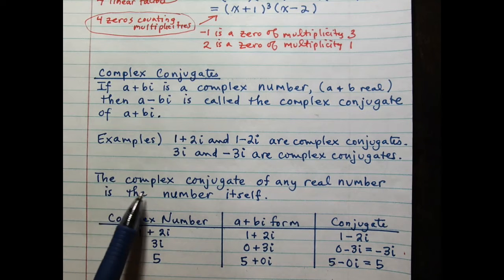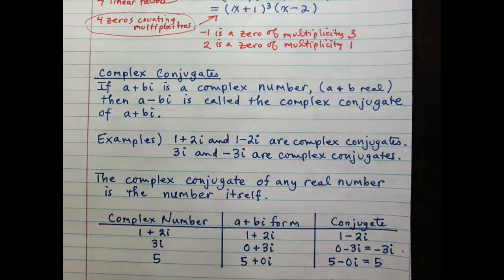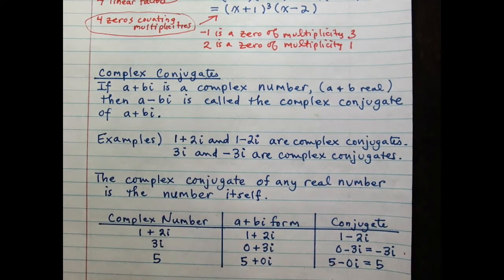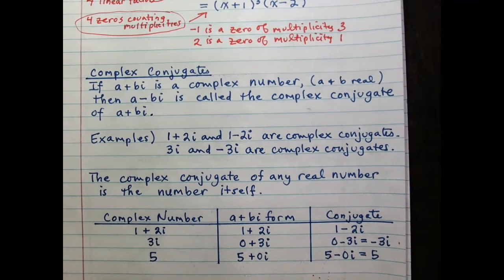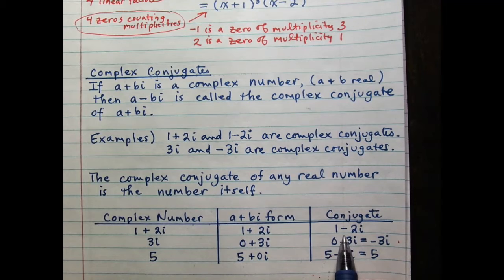We also say the complex conjugate of any real number is the number itself. Now you might say, wait a minute, this is getting a little weird. The first line made sense, but what's the rest of this? So I made a little chart here just to help clarify this. The complex number 1 plus 2i has a plus bi form 1 plus 2i. So change the plus sign to a minus, you get the conjugate, 1 minus 2i.